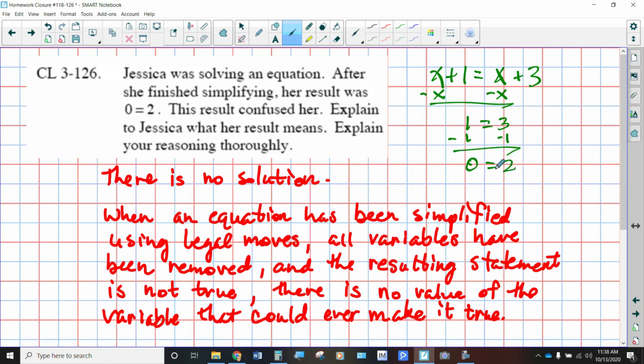Well, does that make sense? Is 0 equal to 2? No, it's not. Neither is 1 equal to 3, which means that x plus 1 can never be equal to x plus 3. There's no value for x that will ever make that a true statement. So that means there is no solution for this particular equation.